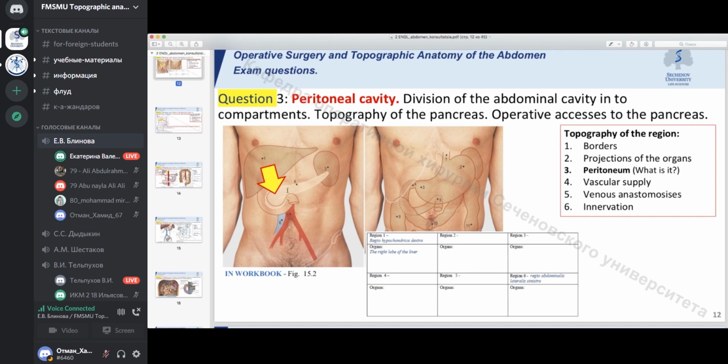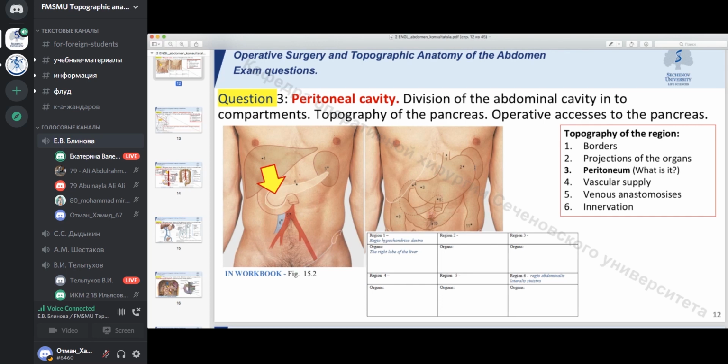The body of the pancreas is located behind the stomach, and the abdominal part of the aorta and the inferior vena cava are located behind the pancreas, and here the pancreas is attached to the spleen. It's a syntopy. Blood supply of the pancreas.